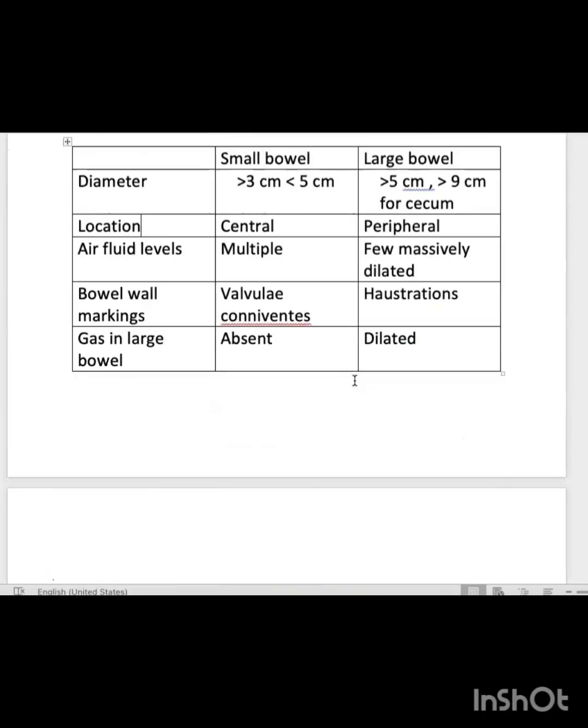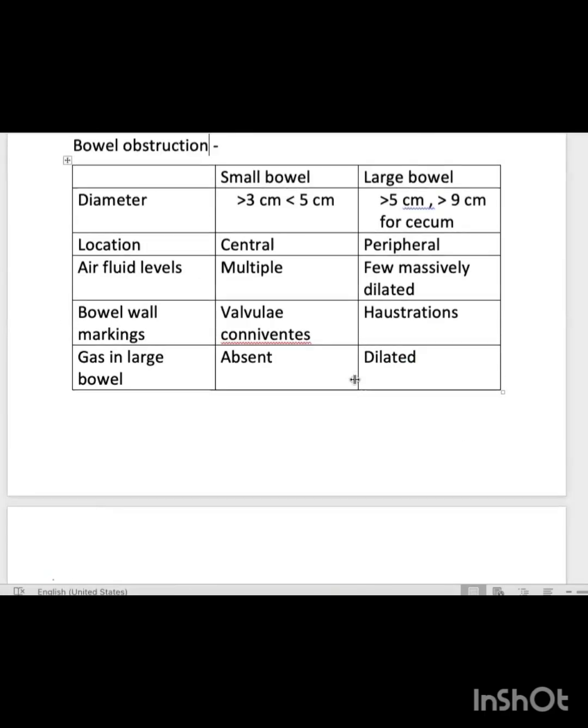Coming to bowel obstruction, how do you differentiate between small bowel and large bowel obstruction? So diameter in case of small bowel would be more than 3 centimeter but less than 5 centimeter. Location will be central. There will be multiple air fluid levels. You will find valvulae conniventes and gas in large bowel will be absent.